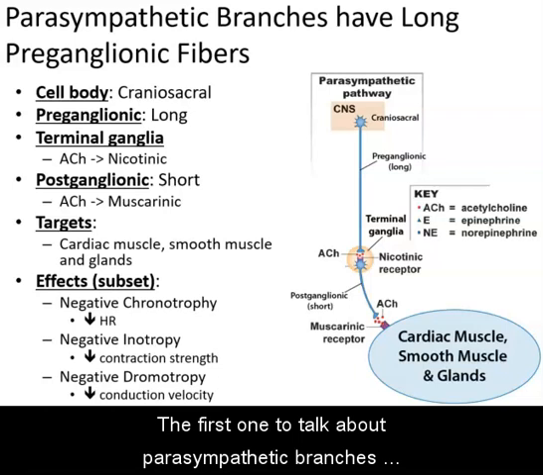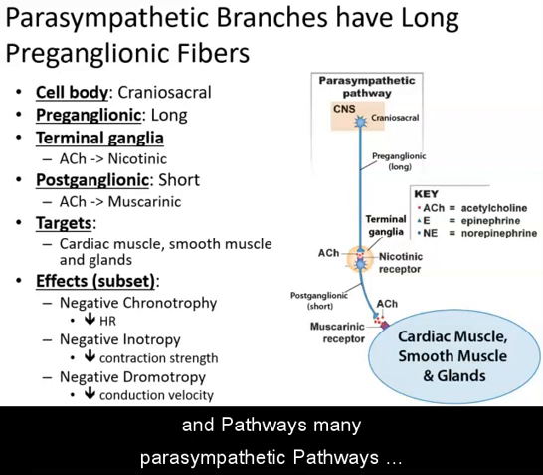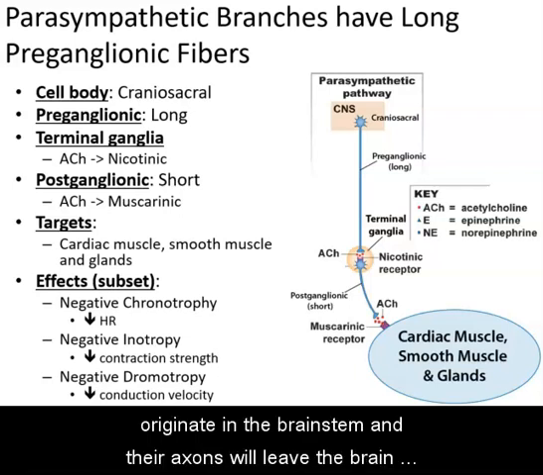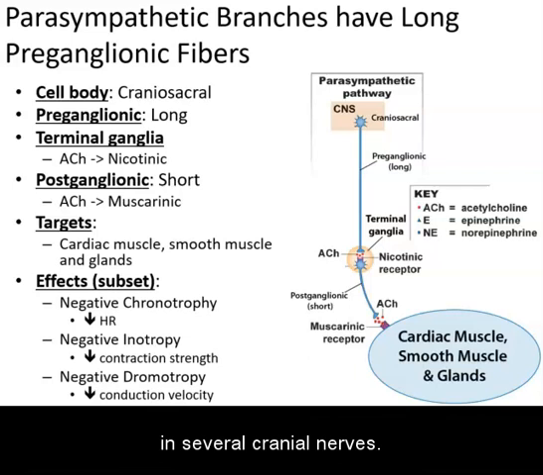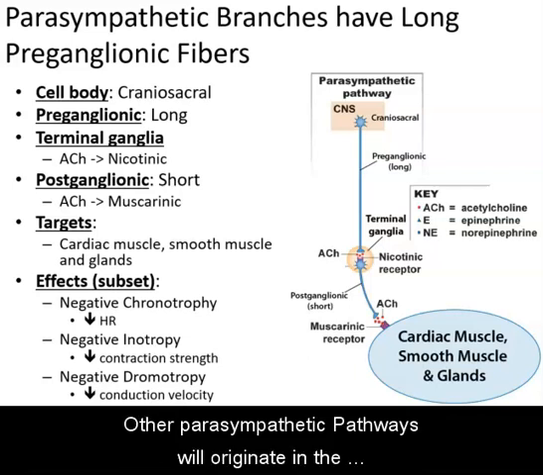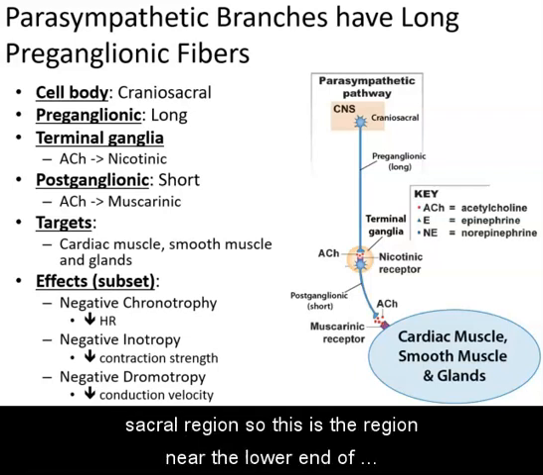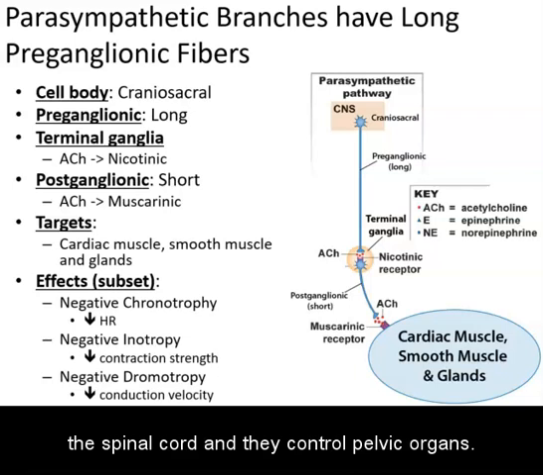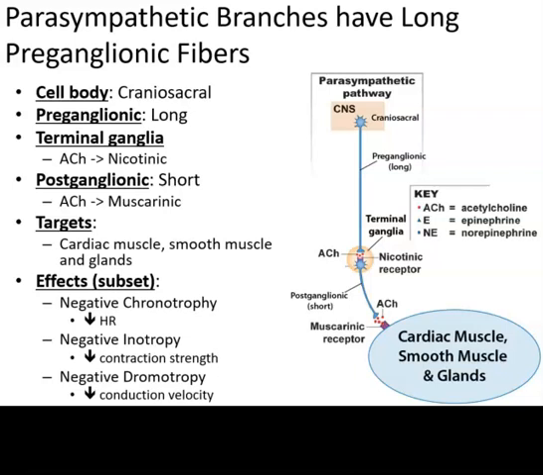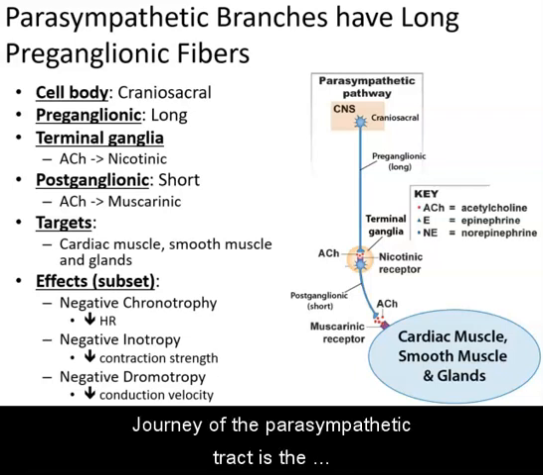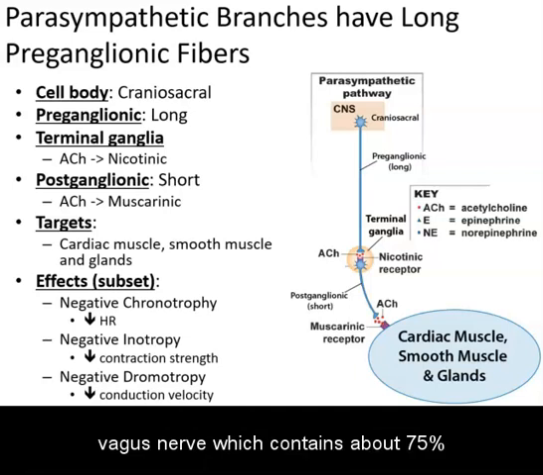First we're going to talk about parasympathetic branches and pathways. Many parasympathetic pathways originate in the brainstem, and their axons will leave the brain in several cranial nerves. Other parasympathetic pathways originate in the sacral region, near the lower end of the spinal cord, and they control pelvic organs. The majority of the parasympathetic tract is the vagus nerve, which contains about 75% of all parasympathetic fibers.